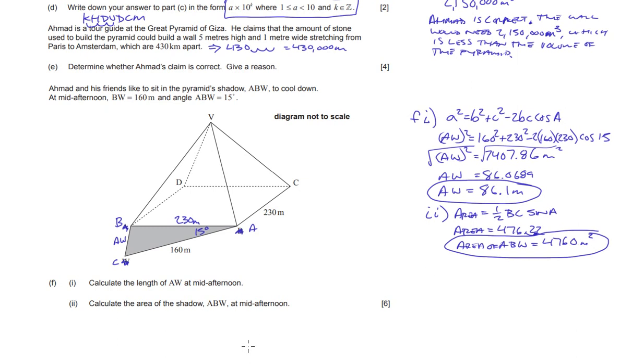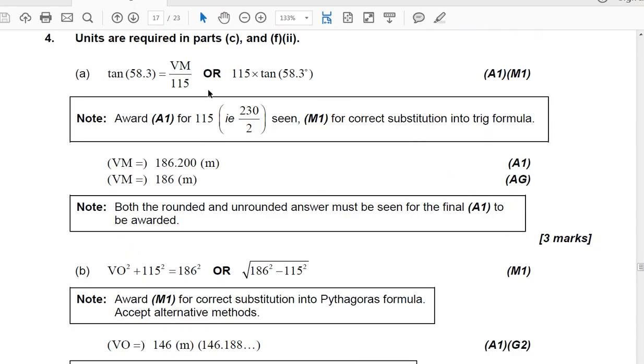Okay? All right. Let's take a look at our mark scheme and make sure that we are good to go on this. So first one, units are required in part C and F part 2. So hopefully we put those units on there. It's just a good idea to put units on everything. Part A, we did tangent of 58.3 equals VM over 115, and we end up getting 186.2, and we round it to 186 meters, so that's good. Okay, so we're good on that one.